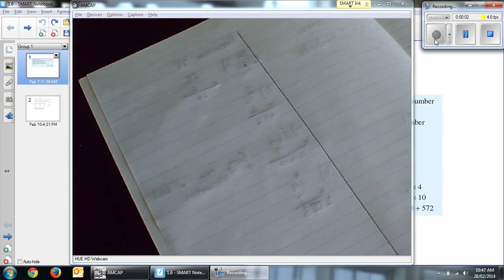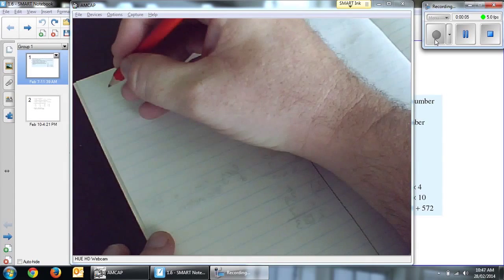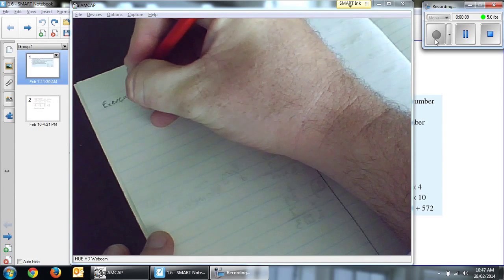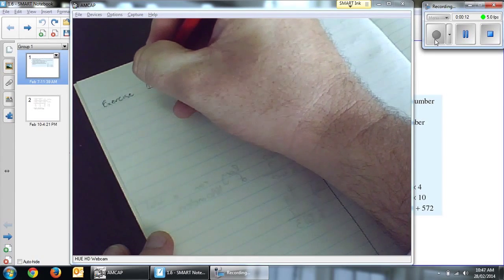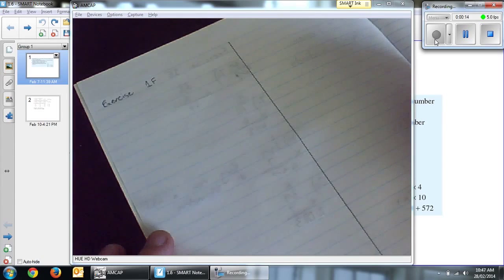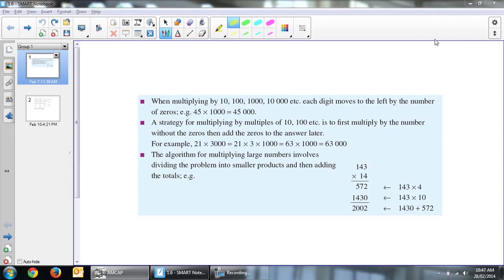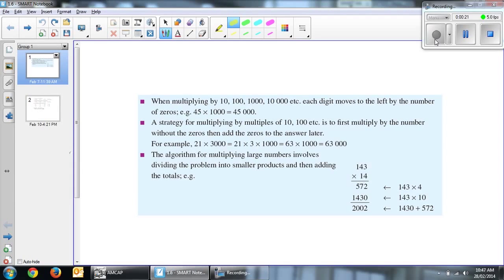Okay, so we're having a look at exercise 1F, here in our books. And after that introduction, one of the important things that we've always got to do is take note of these key ideas, which was highlighted to us in the introduction. When you're multiplying by 10, 100, 1,000, etc., each digit moves to the left by the number of zeros.